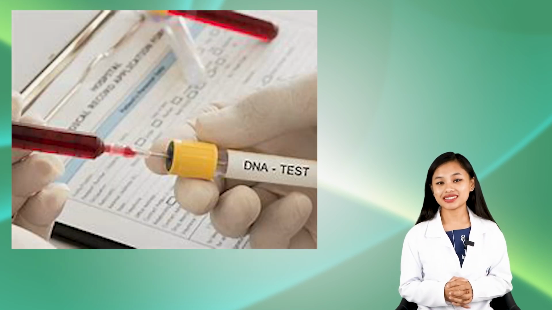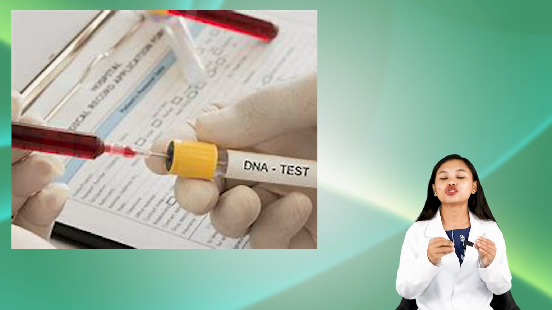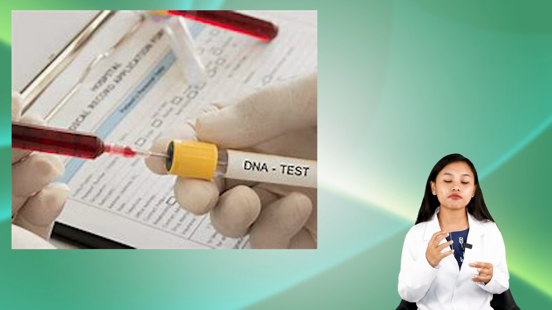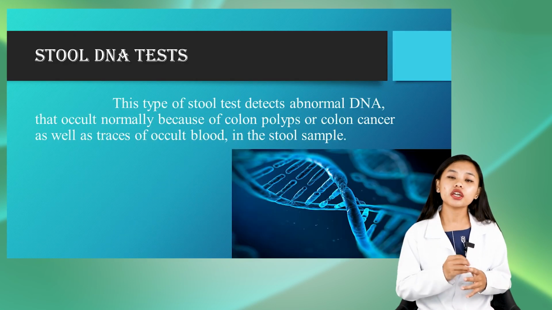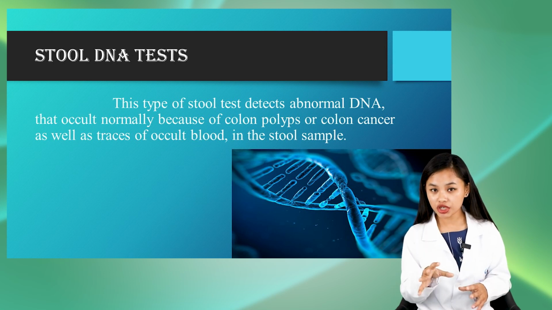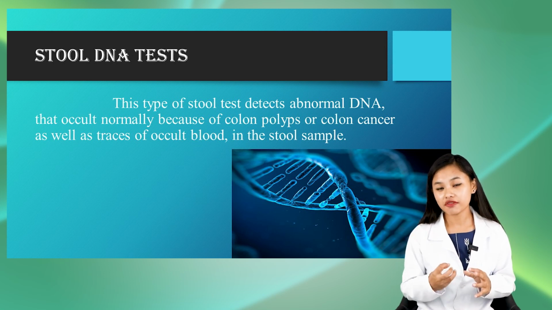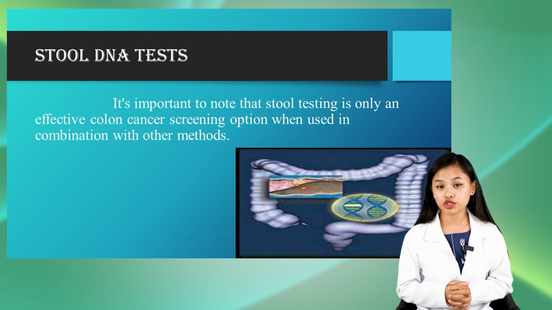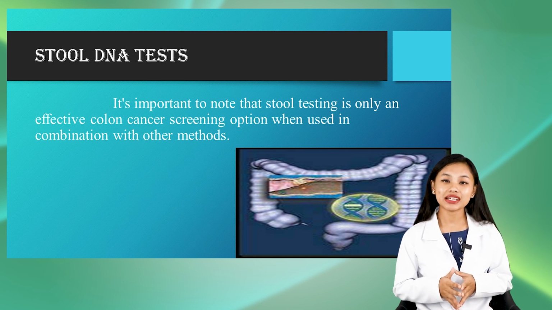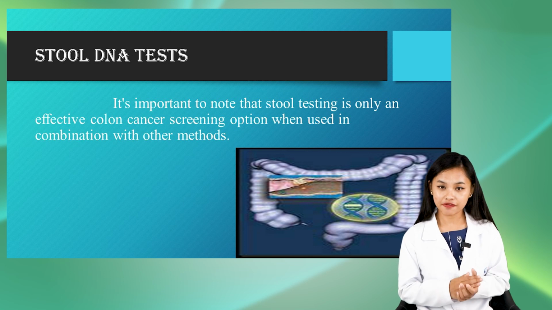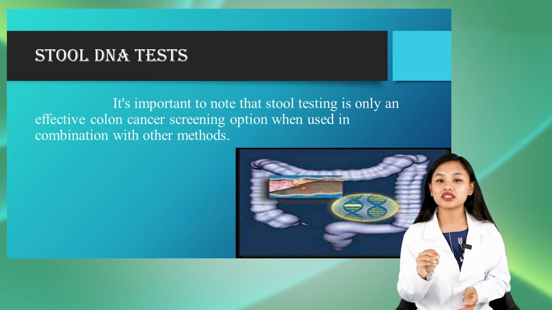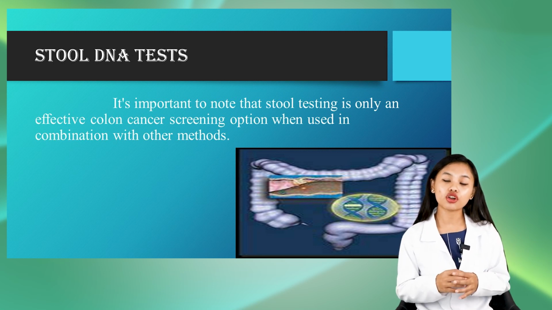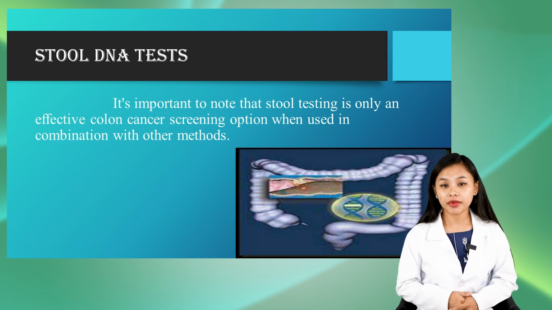The second one is the stool DNA test. In this test, rather than looking for the presence of blood in the stool, it detects the genetic material that can be shed from polyps or cancerous tumors. It is important to note that stool testing is only an effective colon cancer screening option when this test is used in combination with other methods.